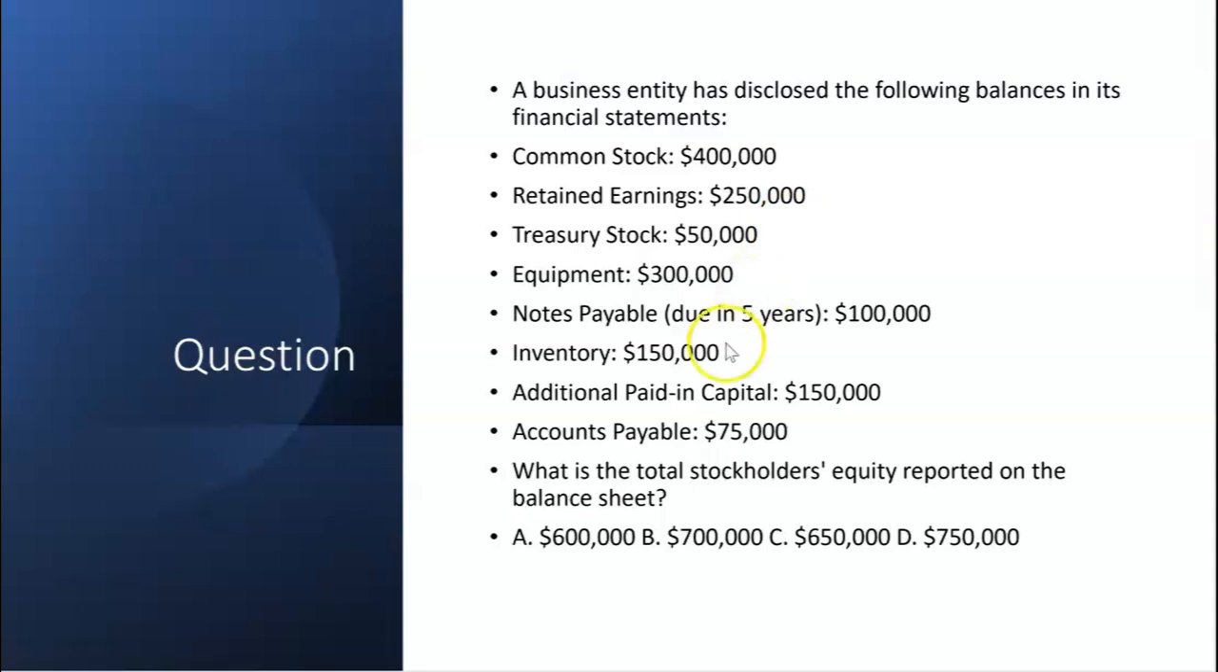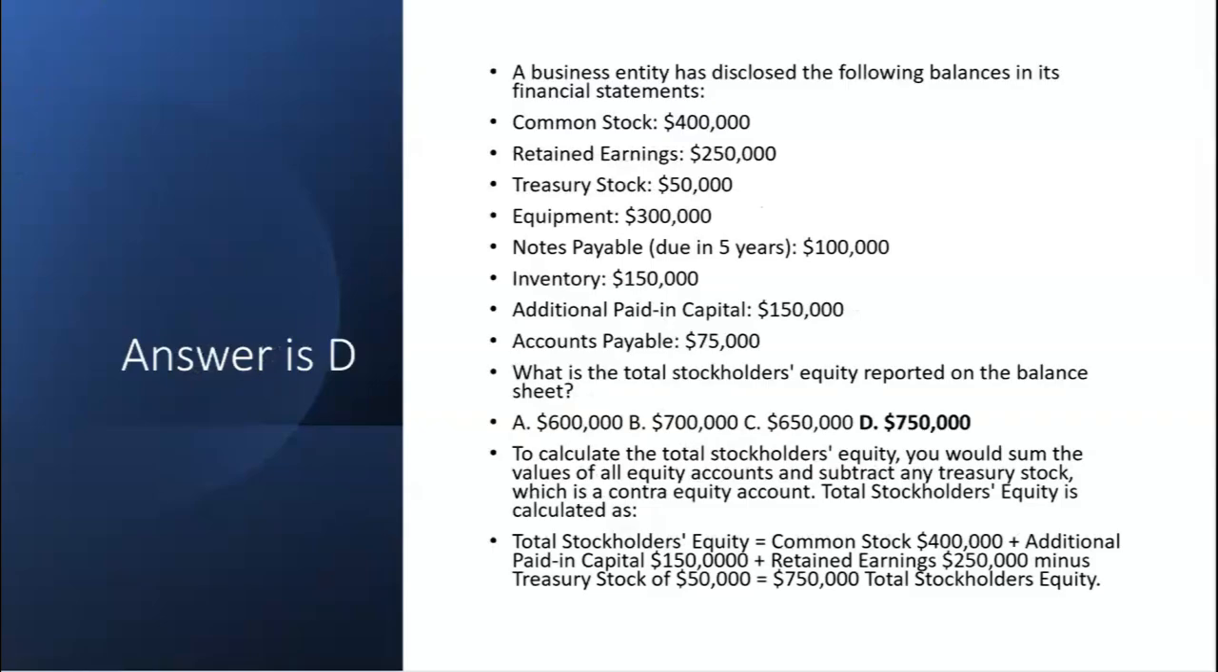Not so fast. We got all these left. Equipment, that's an asset. Don't include that. Notes payable, that's a liability. Don't include that. Inventory, asset. Don't include it. Additional paid-in capital, $150,000. Add that. Accounts payable, liability. Don't include that. So we're up to $750,000, and that's choice D.